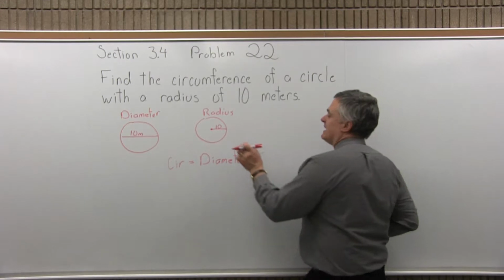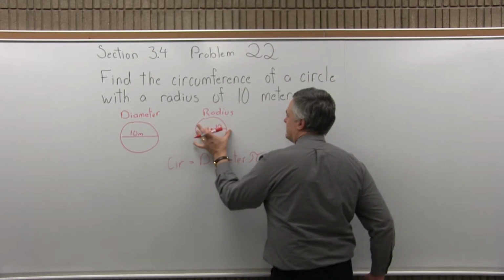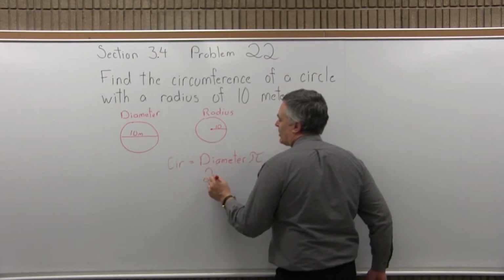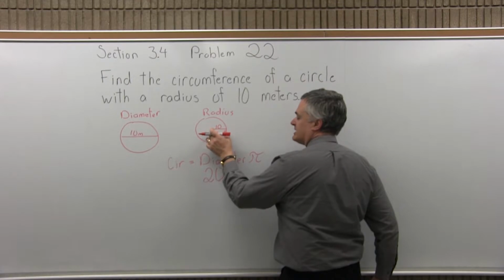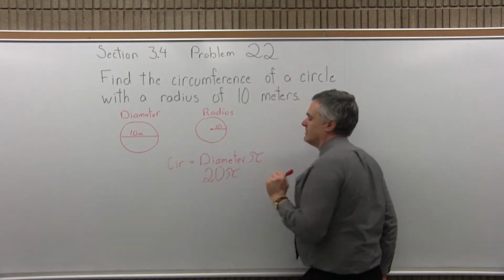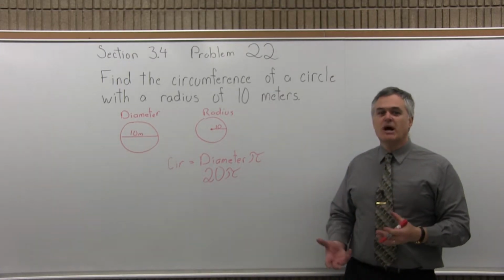So if it's 10 meters to go from the center of the circle to the edge, it's double that distance to go all the way across the center. So the diameter is 20 meters. If the radius is 10 meters, the diameter would be 20 meters times pi. Now, some people will leave the answer like this. They say the circumference is 20 pi.